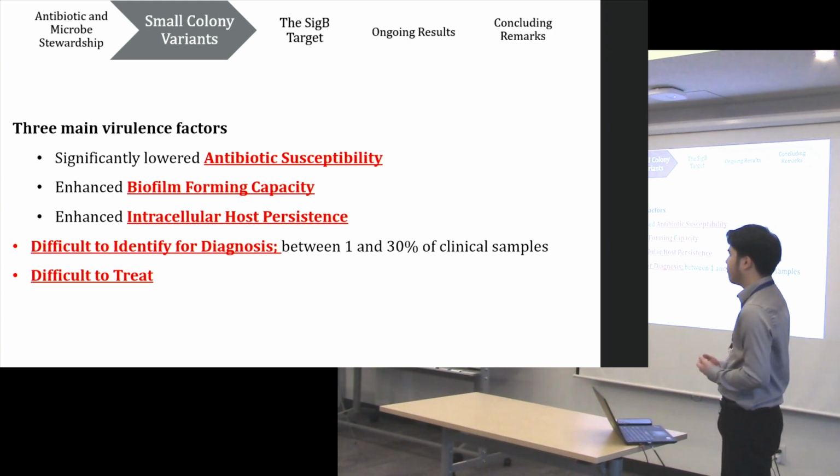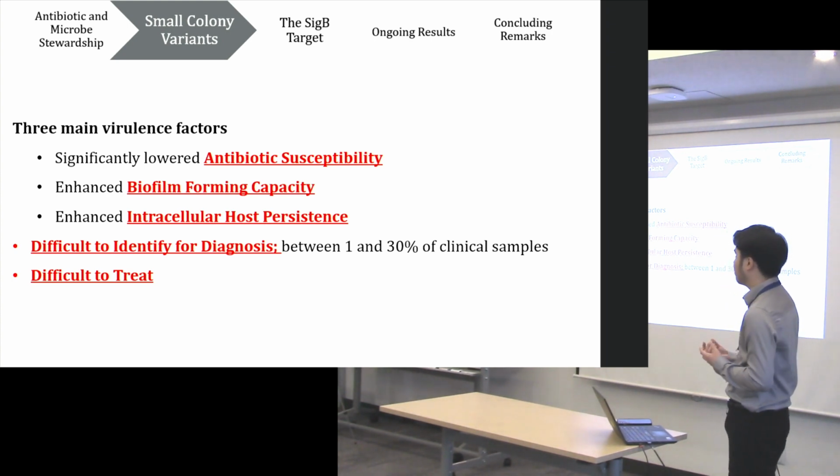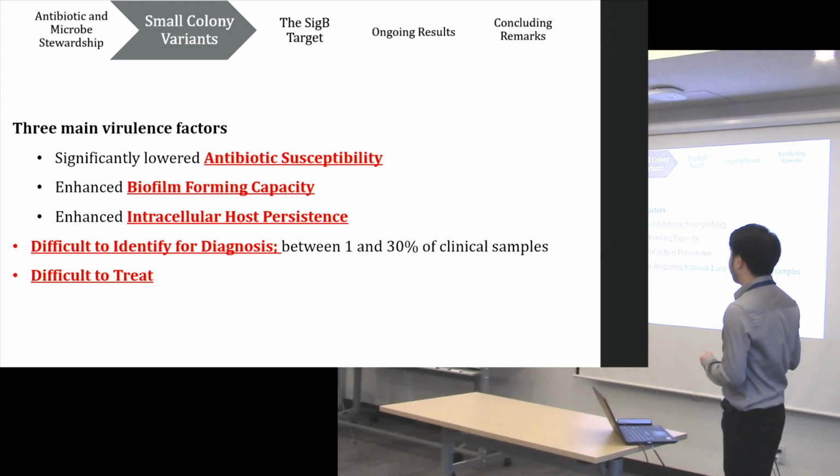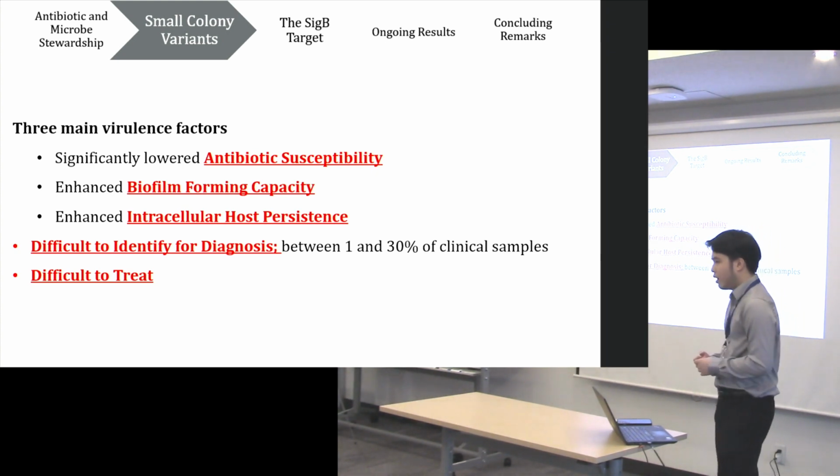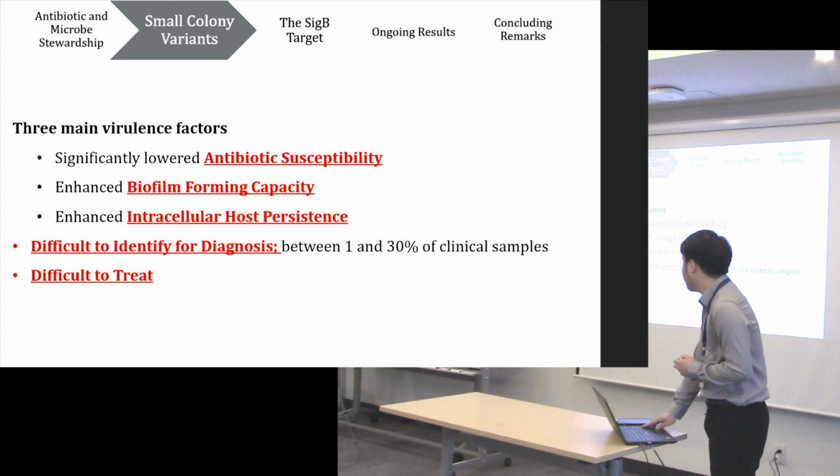They are difficult to identify for diagnosis simply because they're so small, and biochemical tests would not detect them or would result in inconclusive results. Yet, there is an expected 1 to 30% of these SCVs present in clinical samples. They are difficult to treat, and I'll explain it in the next slide.